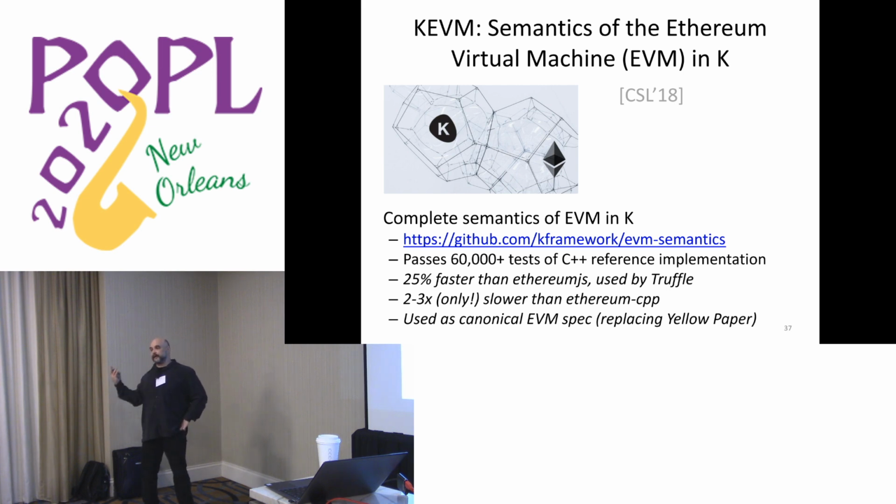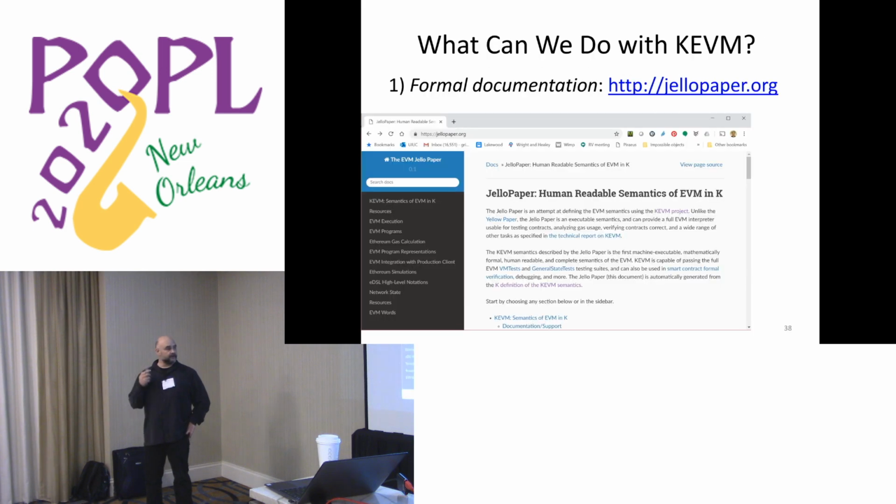We had an OCaml backend previously to K. Now we have an LLVM backend, which is a bit faster. And we collaborate very closely with the Ethereum Foundation, and many people in the Ethereum community use these semantics now as the canonical specification of the language, not the yellow paper that introduced the EVM. They use this KEVM semantics as the canonical one.